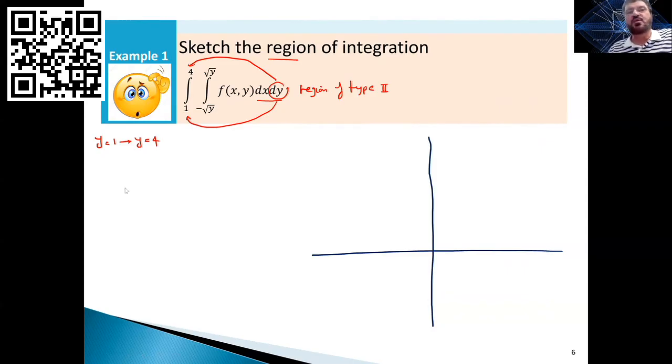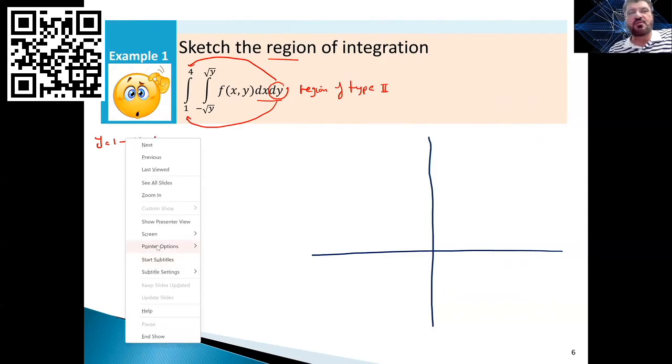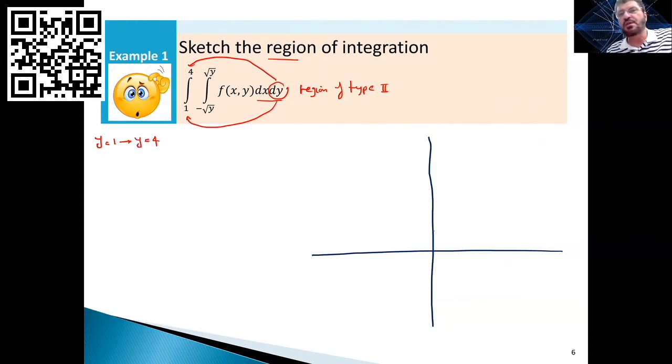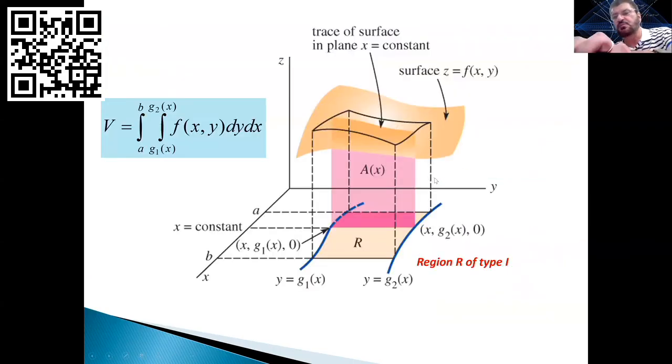It says from y equal 1 to y equal 4. So since I used the red one, I'm going to continue with the red. Y equal 1, here it is. So y equal 1, by the way, is a line, isn't it? This is y equal 1, 2, 3, and 4. So this is y equal to 4. Those are the bottom and the upper boundaries. So this is y equal to 1 up to y.